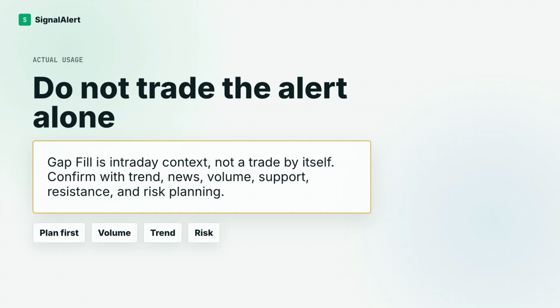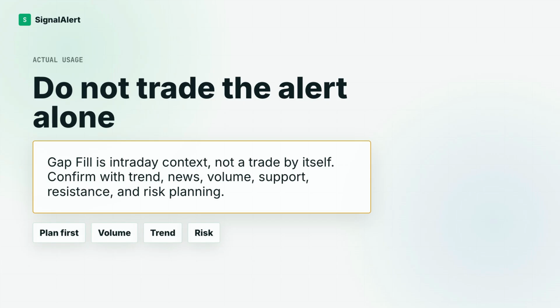The common mistake is believing every gap has to fill. It does not. Strong news, heavy volume, or a powerful trend can keep price away from the prior close for the whole session. So use gap fill as a context alert, not as an automatic trade.